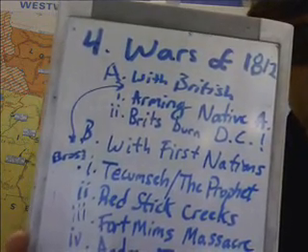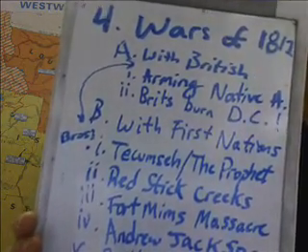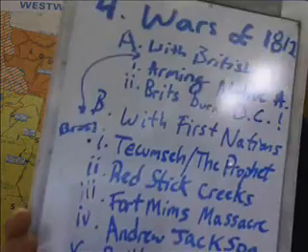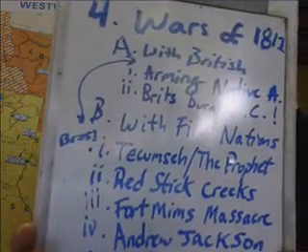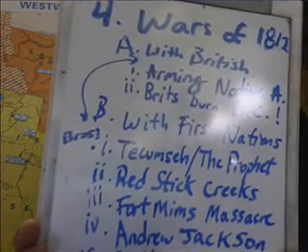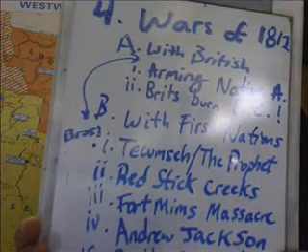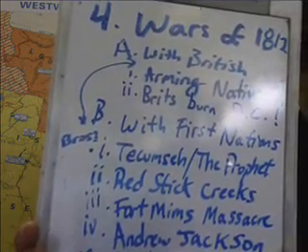So how does the U.S. react to the Fort Mims Massacre? Well, a guy named Andrew Jackson, who we'll see a lot later in U.S. history, Andrew Jackson says this is unacceptable. So Andrew Jackson gathers the U.S. Army, and they begin to fight back against the Red Stick Creeks and other hostile Native American tribes.